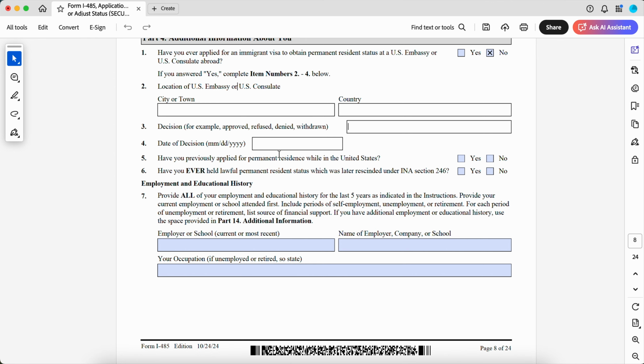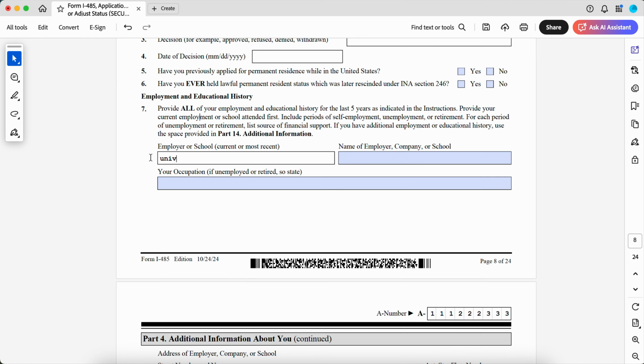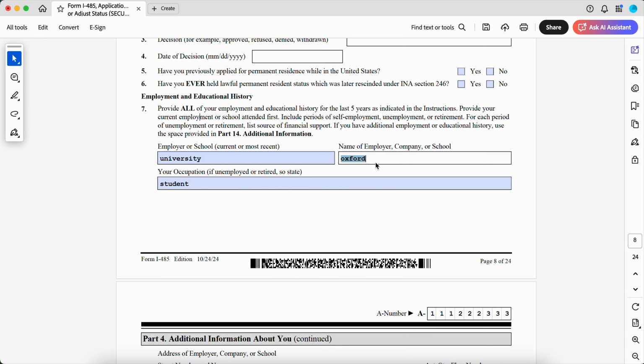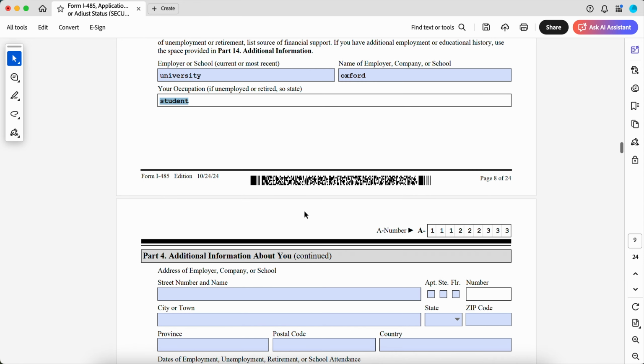Then employment and educational history. You have to provide which universities you studied at, the name of the school, and the occupation, student. And again, if you worked somewhere, you have to write employer. You have to write what was the name of your employer and then what was your employment. And if you were unemployed, you have to write unemployed. And here you write none.